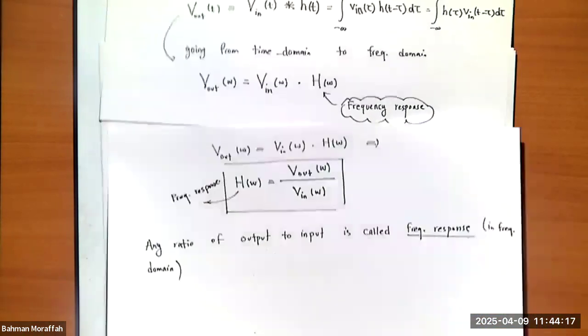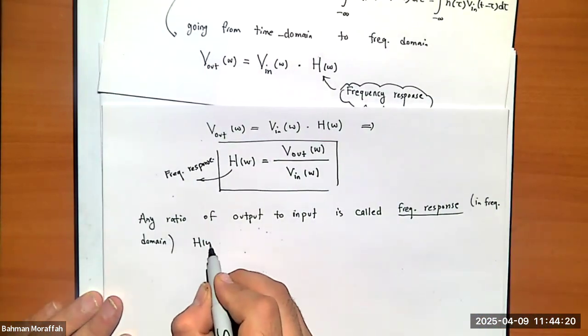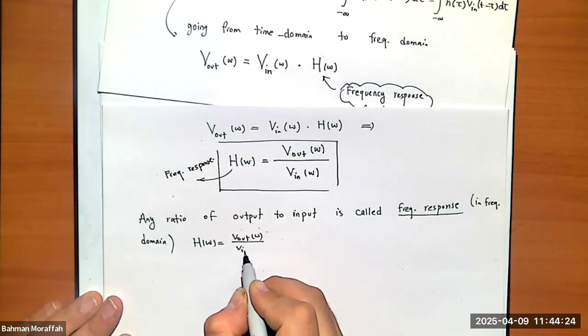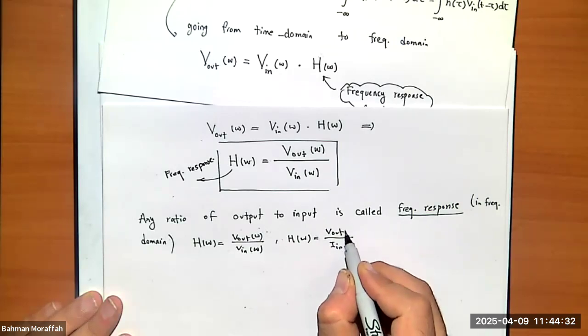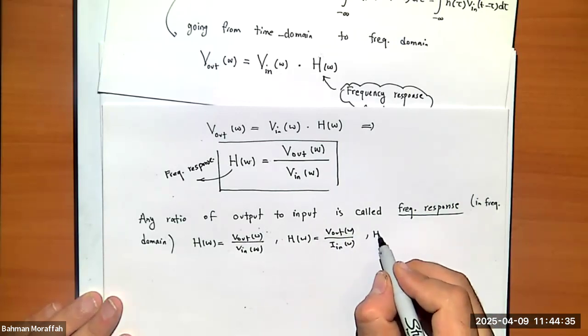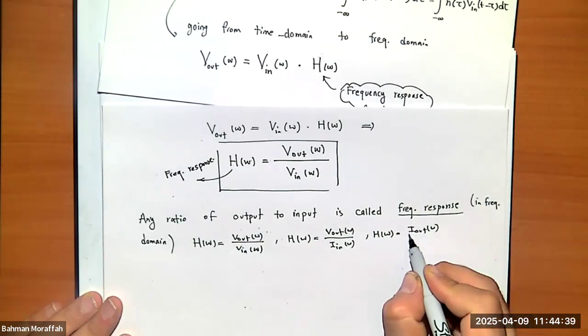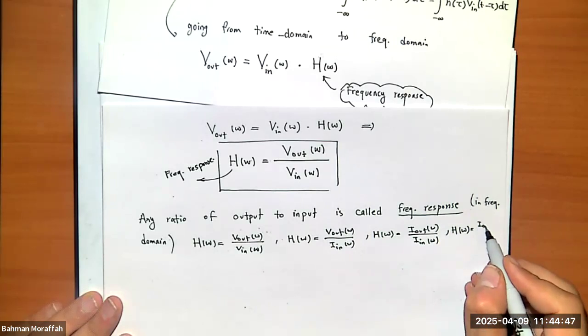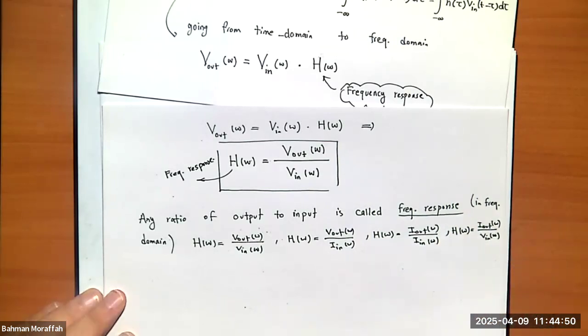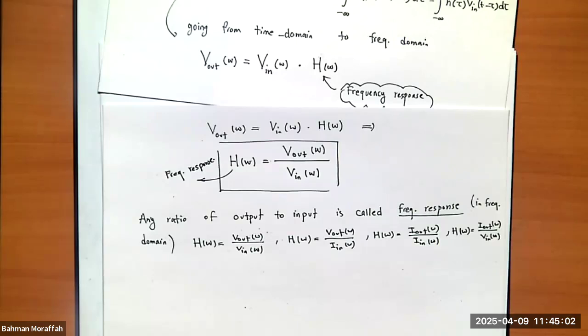I wrote down one of them over here, but it doesn't have to be like voltage. So h of omega could be the ratio of V out to V in, or it could be V out to I in, or it could be I out to I in, or it could be I out to V in. Right? It could be anything. Basically, it could be any of these four. As soon as I know the input, whatever it is, voltage, current, anything, and as soon as I know the output, I can find the ratio, and that basically gives me the frequency response.